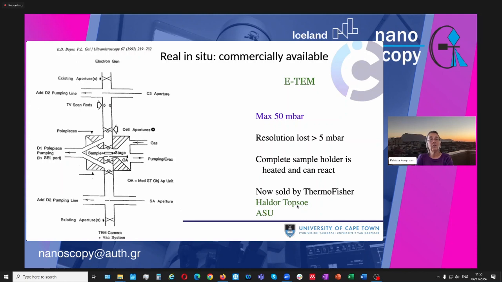One of the disadvantages is that you really need a dedicated microscope that's adapted with all these additional pumping lines. Another disadvantage is that the complete sample holder cup needs to be heated, and it can react with the gases, as we will see in a moment. And then, as I said, Thermo Fisher sells commercial machines like this, and I've been lucky enough to play around with these types of machines, both at Haldor Topsoe and at Arizona State University.